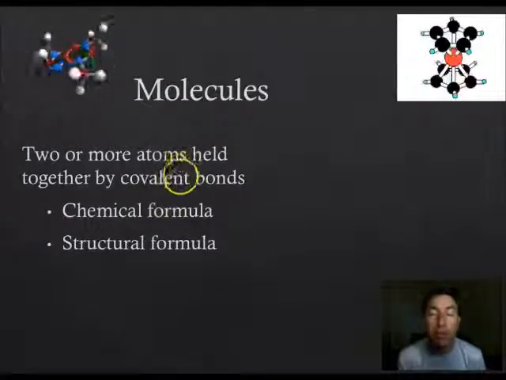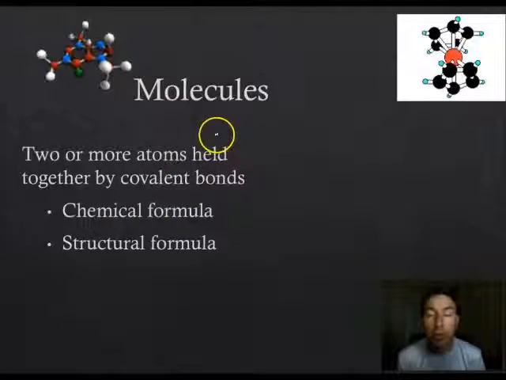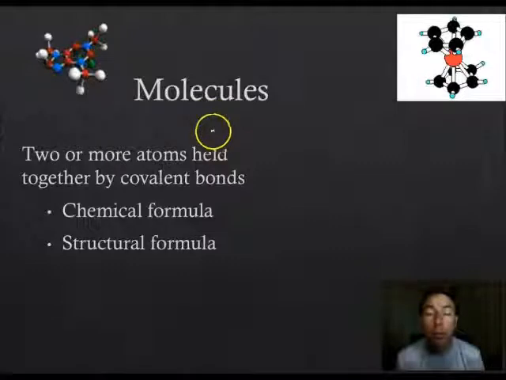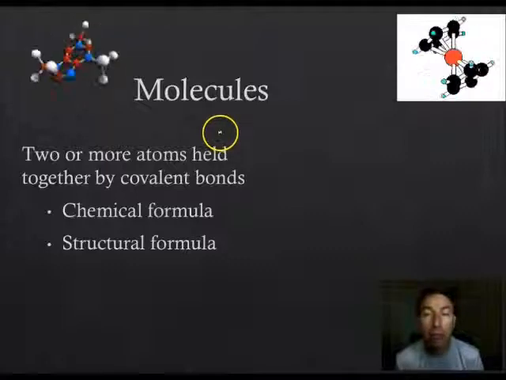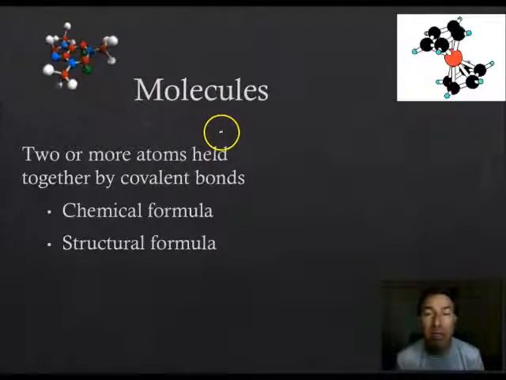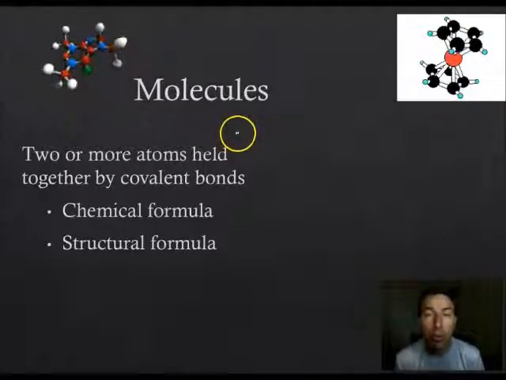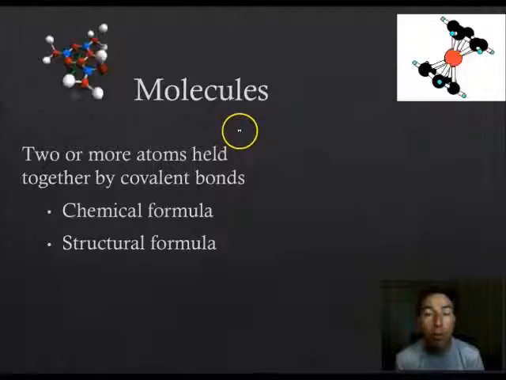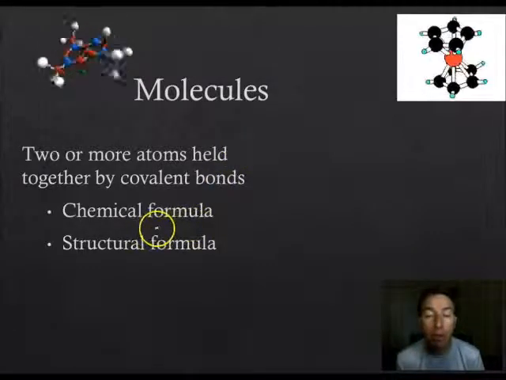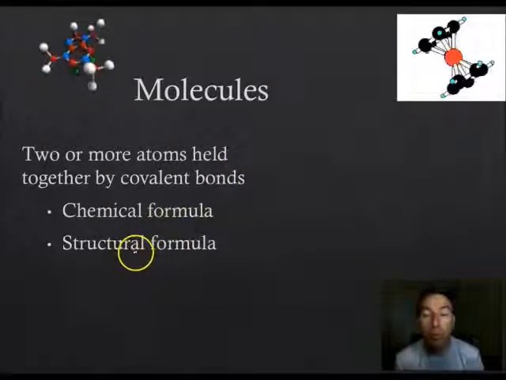Okay, one of the best places to start when we talk about biological molecules is remembering what an actual molecule is. Remember, molecules are a group of atoms, two or more usually, that are bonded covalently. This means that they share pairs of electrons. Now, when we display molecules, we usually show them in two different forms. We can show them in the chemical formula, or we can show them in the structural formula.